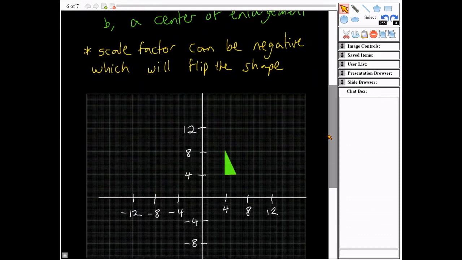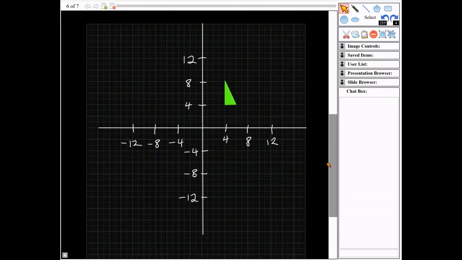Now let's explain how this is going to work. So here I have a shape on the grid again. I'm going to select the shape, take the center of enlargement, and move it over here to the center. I can see here that it's showing me a scale factor of 1. So when it says scale factor 1, this means it's the same size as it was originally, which is not surprising because I haven't moved it.